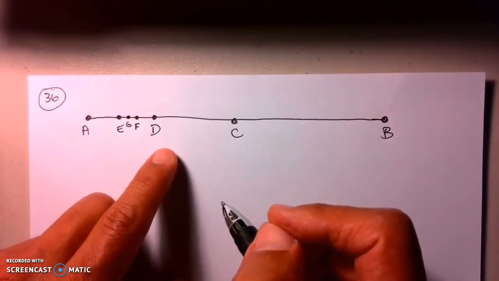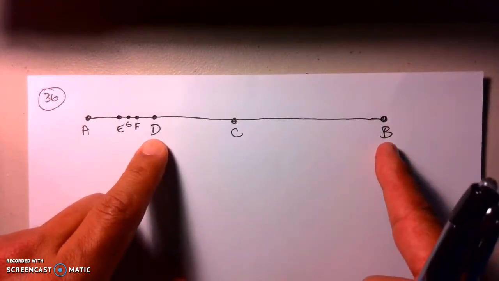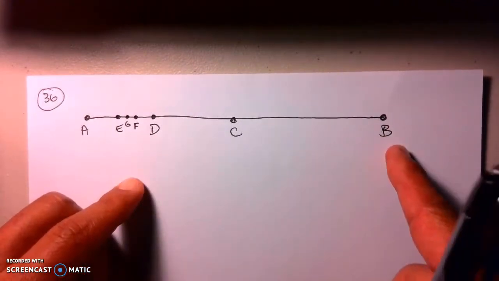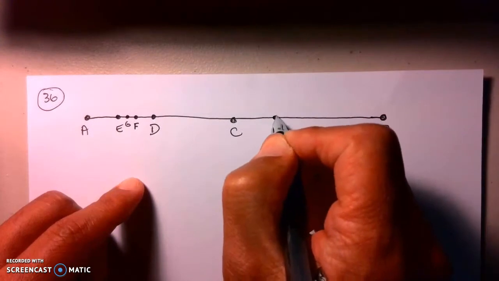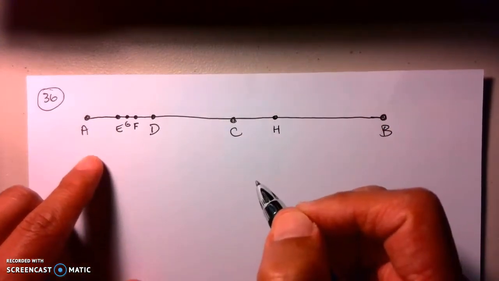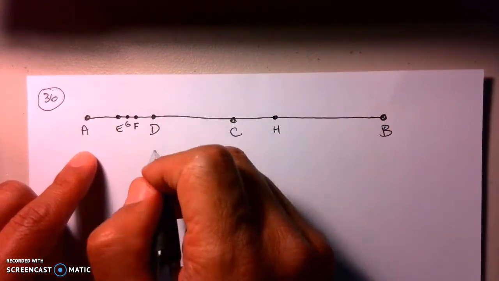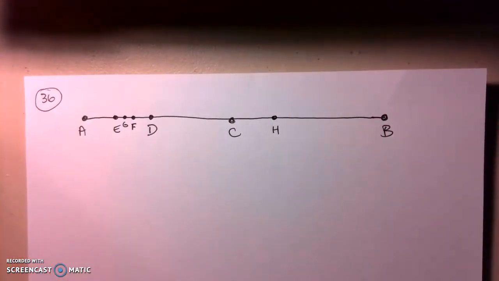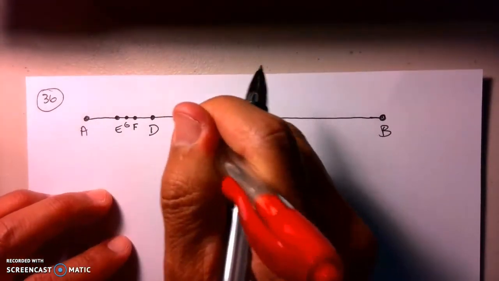It says H is the midpoint of DB, so here's D to B. I need H in the middle, so I'm just going to eyeball it. This is where H is. And D to C is 16. So we do know that here to here is 16.